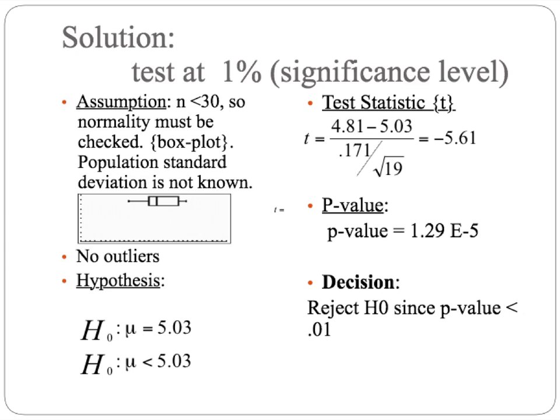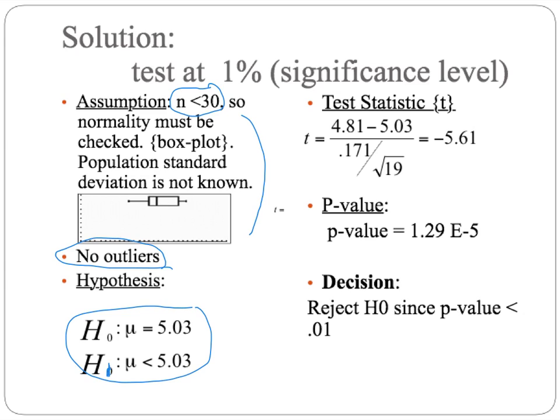So here we've done some of the calculations, but since n is less than 30, we must check for normality, and so we do a box plot, right? There are no outliers, so we assume normality exists for this data set. We set up the hypothesis. Here's the hypothesis. This should be 1, right? So we're checking to see if the pH level is less than 5.03.